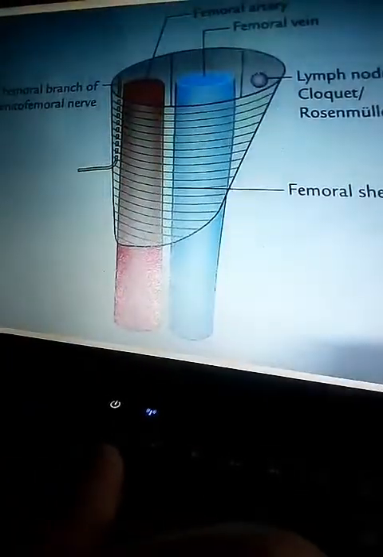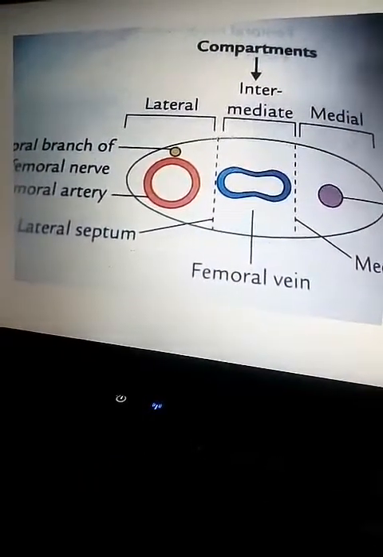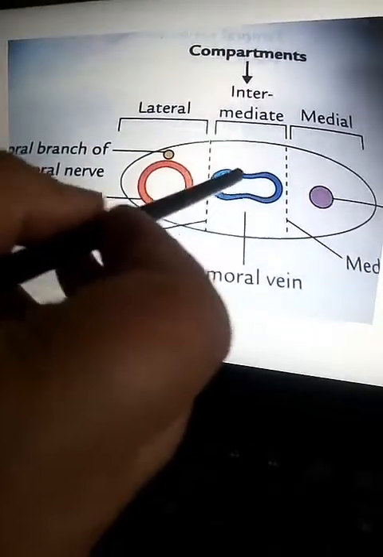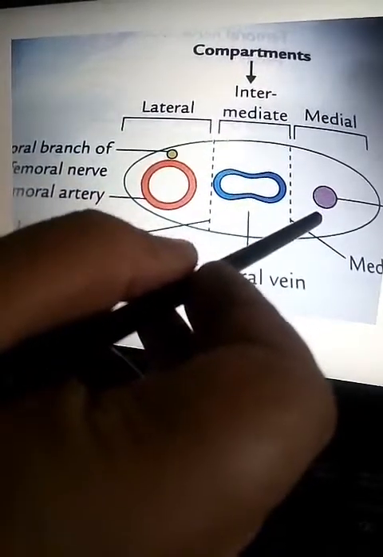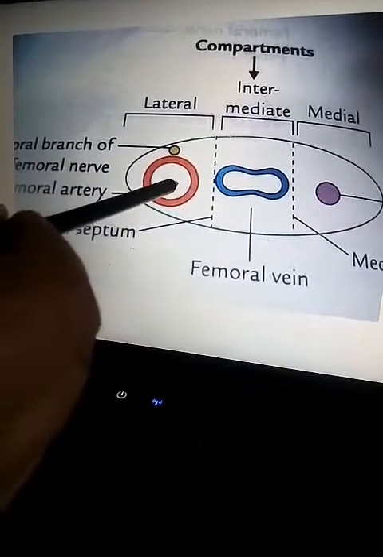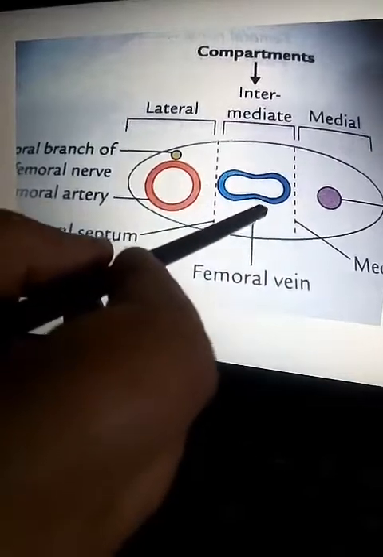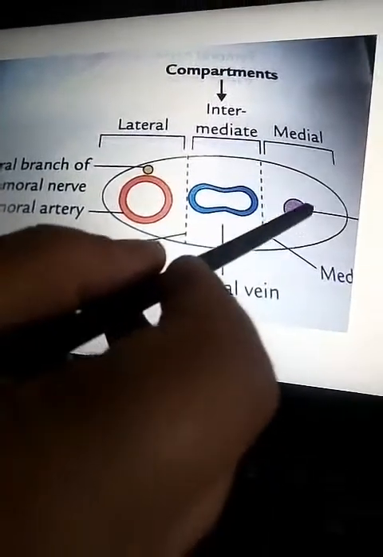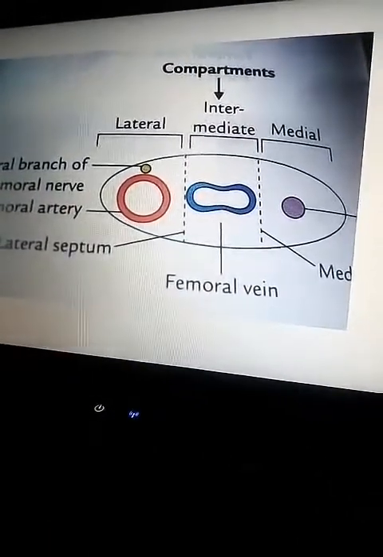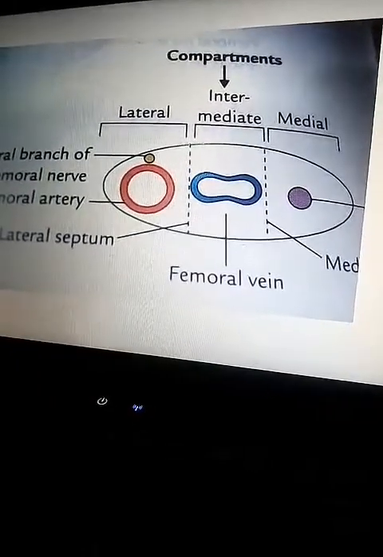The femoral sheath is divided into three compartments: lateral, intermediate, and medial. The lateral compartment of the femoral sheath contains the femoral artery and the femoral branch of the genitofemoral nerve. The intermediate compartment contains the femoral vein, and the medial compartment is small and is known as the femoral canal, which contains the lymph node that is known as lymph node of Cloquet or lymph node of Rosenmuller.